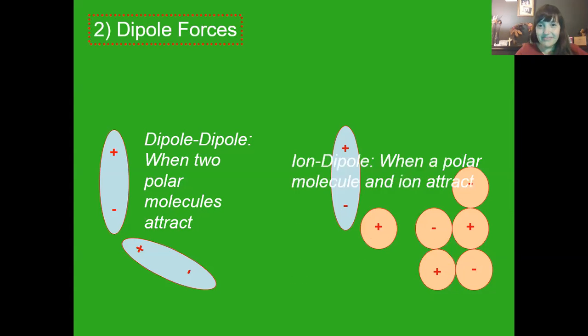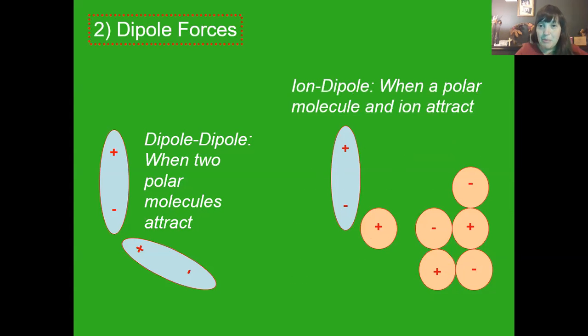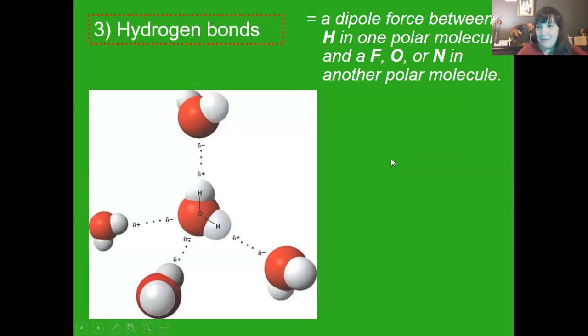And then ion dipole is when a polar molecule and an ion attract. So this first one could be like HCl and HCl, 2 polar molecules. And then this could be like water and salt, a polar molecule and an ion. And then the last one is going to be the same as before. A hydrogen bond is still a dipole force, but super strong because it's between a hydrogen in one polar molecule and a fluorine, oxygen, or nitrogen in another polar molecule.